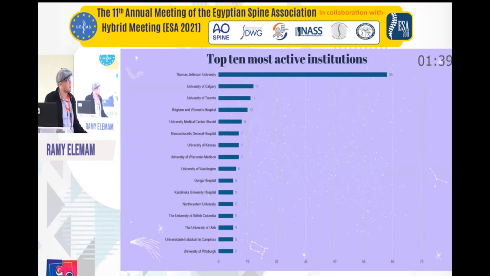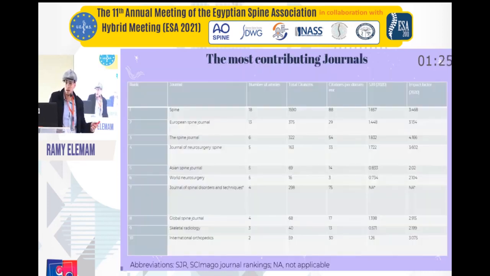This is the top 10 most active institutes. Predominantly, Thomas Jefferson University came in first place with 58 publications, followed by the University of Calgary with 12 and the University of Toronto with 11. And this is a summary of the most contributing journals, with Spine coming in first place with 18 publications, European Spine Journal in second place with 13, and the Spine Journal with 6. Spine had the highest citation per document count, and the Spine Journal had the highest impact factor with 5.166, or 4.166, sorry.